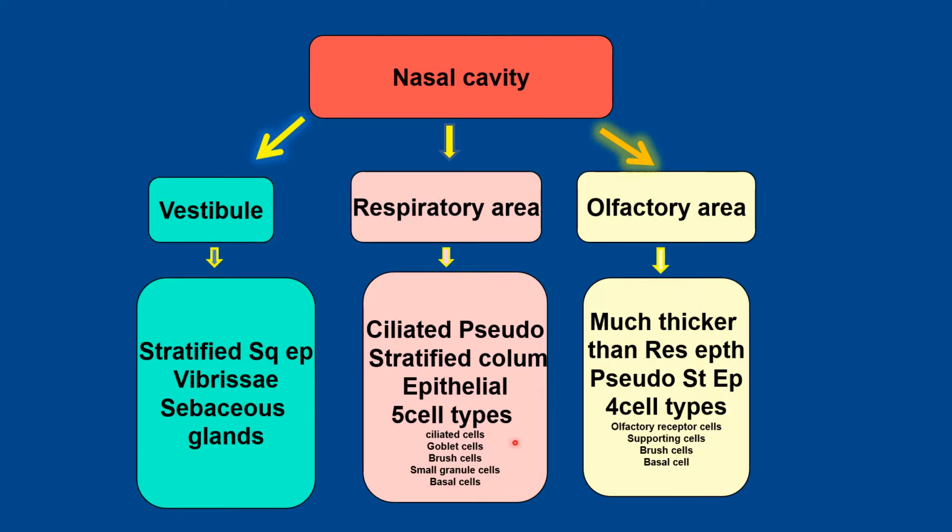The olfactory area is the upper 1/4 of the nasal cavity. It is much thicker than the respiratory epithelium. It is also lined by pseudostratified epithelium, and 4 types of cells are there. The main types are the olfactory receptor cells, supporting cells, brush cells, and basal cells.